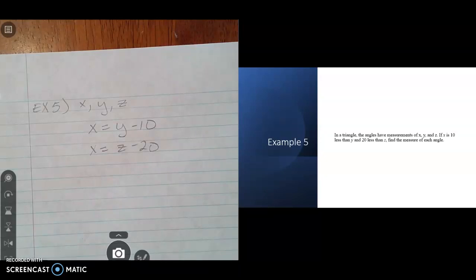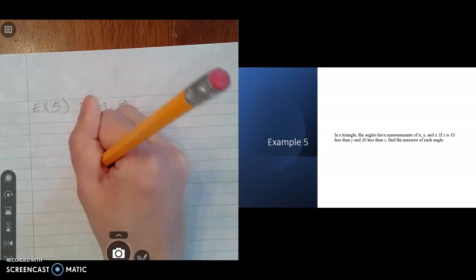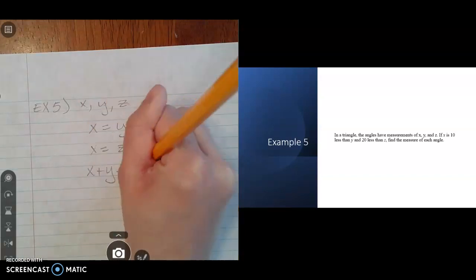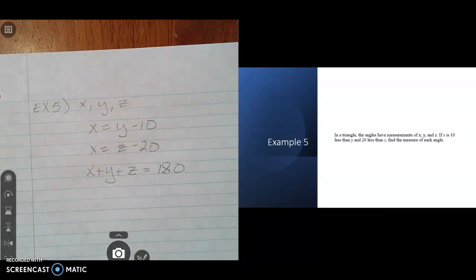Well, one thing you might notice is we have three variables, which means we need three equations, but we only have two so far. So we're going to have to use a little bit of geometry knowledge here. And remember that the sum of the angles of the triangle, x plus y plus z, equals 180 degrees. So we have an extra equation that we know because of geometry. Okay? So now we have three equations with three variables, and we can get to solving.